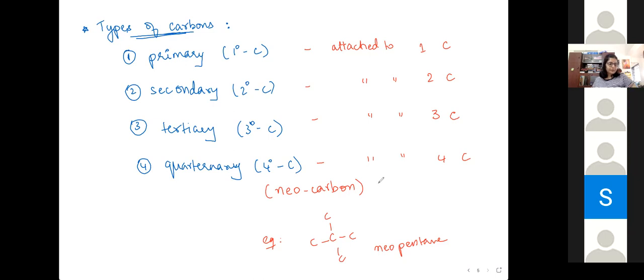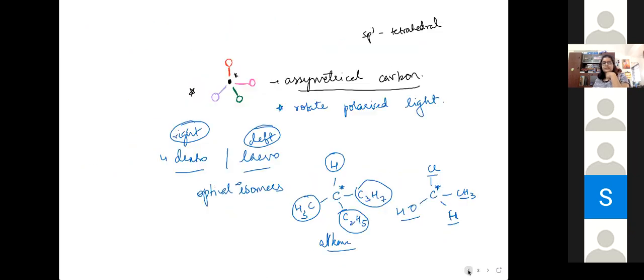All right. Once you guys tell me that you're ready, we'll start with the methods of preparation. Ma'am, could you go back to the slide where you wrote about all the single alkanes? I could not write that part.